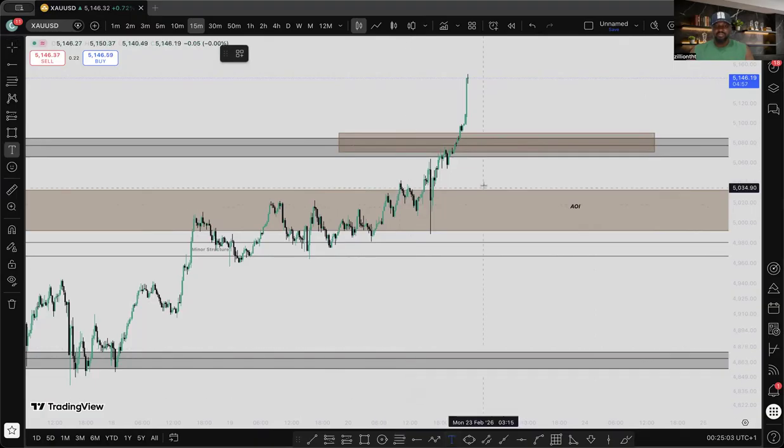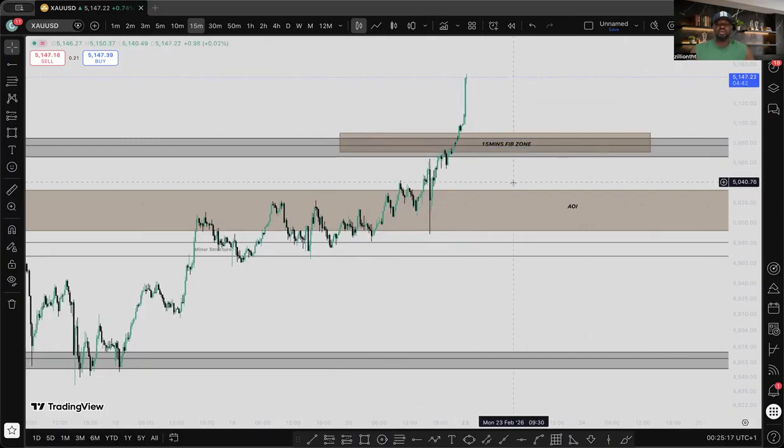So this is a 15 minutes Fibonacci zone. 10 minutes Fib zone, right? This is where we're going to be taking our first trade from, right? So we don't miss out of this trade. If we take our trade from here, we buy from here. When price comes back to this place, we buy.